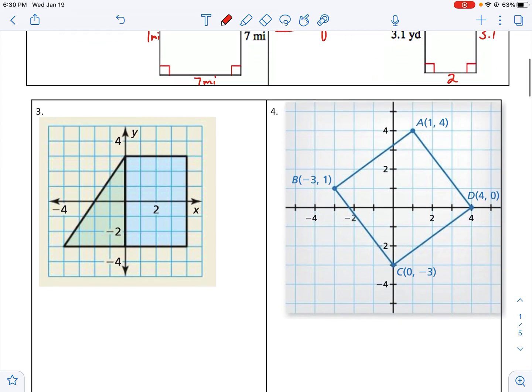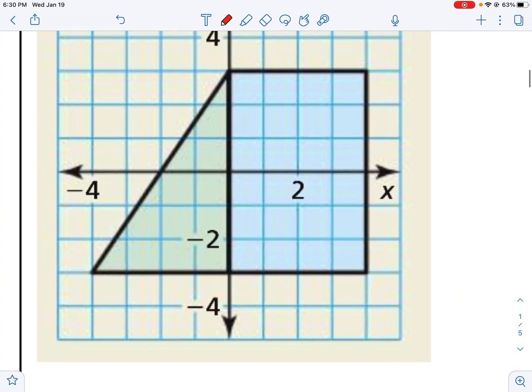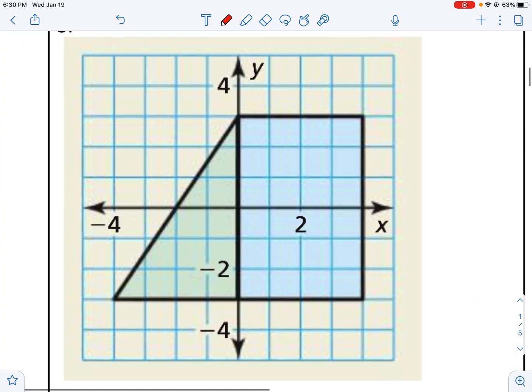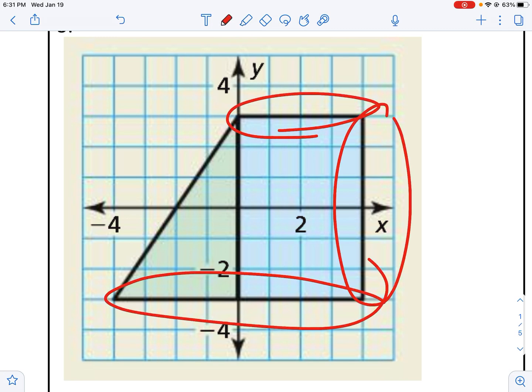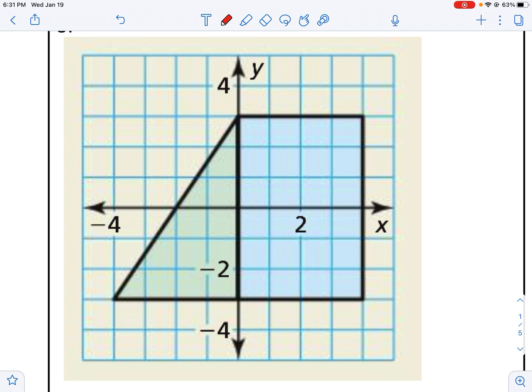But what do I do if it's not a nice, neat shape? What do I do if it's on a coordinate plane and I give you a scary looking shape? Well, I want to find the outside edges. What's nice about these is I can count up these nice horizontal and vertical lines. So 1, 2, 3, 4 up top. 1, 2, 3, 4, 5, 6 over here. 1, 2, 3, 4, 5, 6, 7, 8 on the bottom.